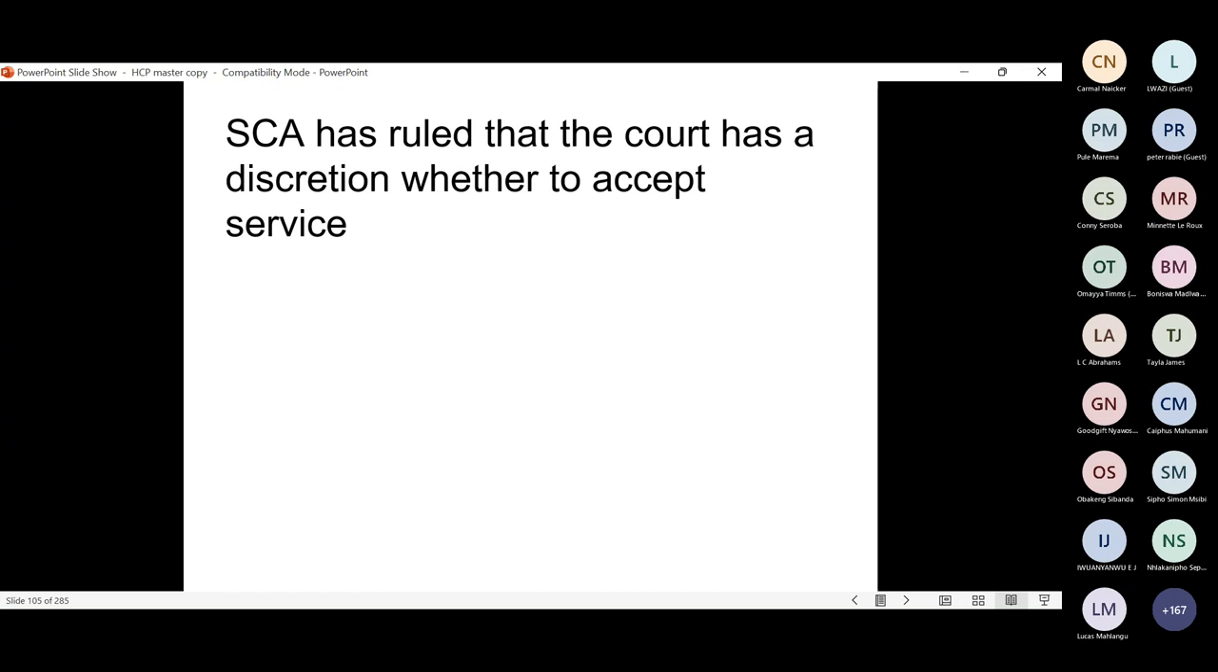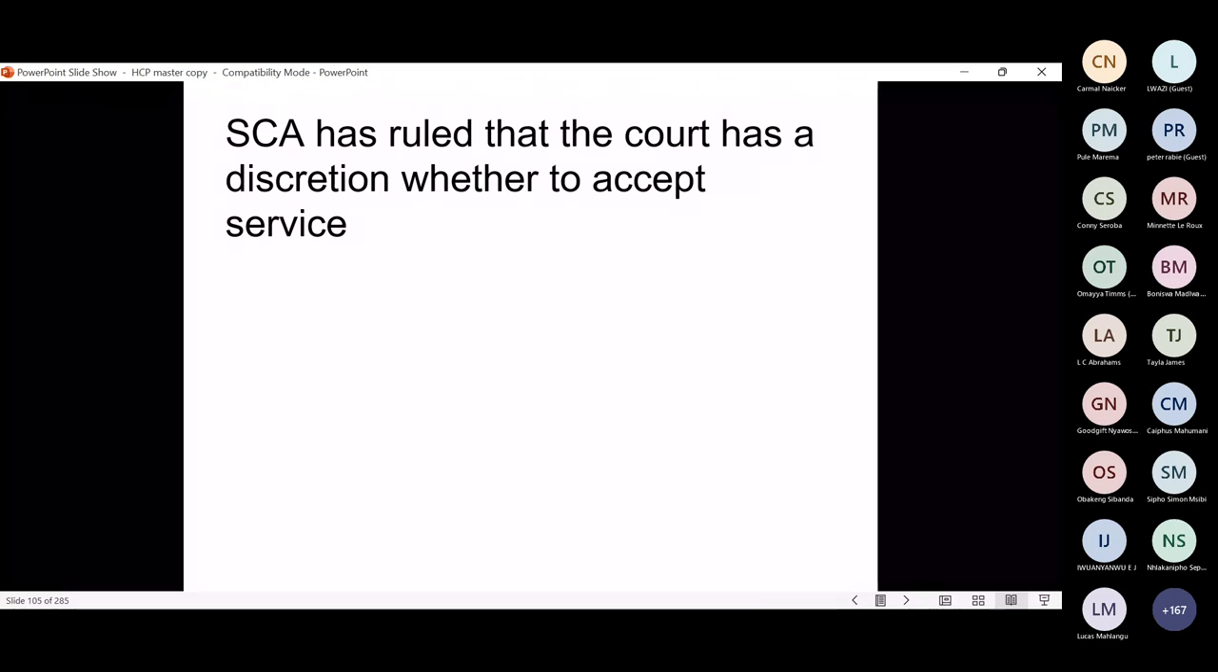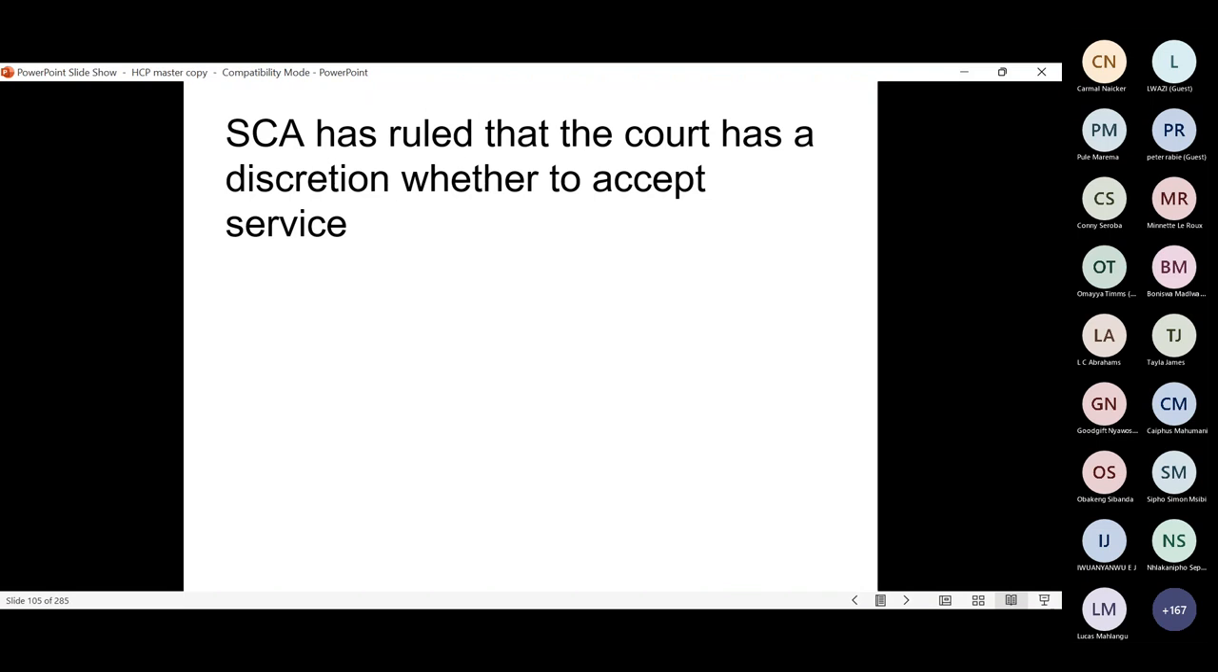Okay, that cuts into the question that was asked earlier. What if the person has moved and didn't leave a forwarding address? Remember, usually credit agreements would say if you move, it is incumbent upon you to provide the credit provider in writing with your new address. Okay. The SCA has ruled that the court has a discretion whether to accept service. When the court looks at the return of service, that is the document that the sheriff completes, and the court is not happy with the way it was served, the court can say they don't accept that service, it is a bad return, and then they can direct that the process be served again. Okay, so it's in the discretion of the court.